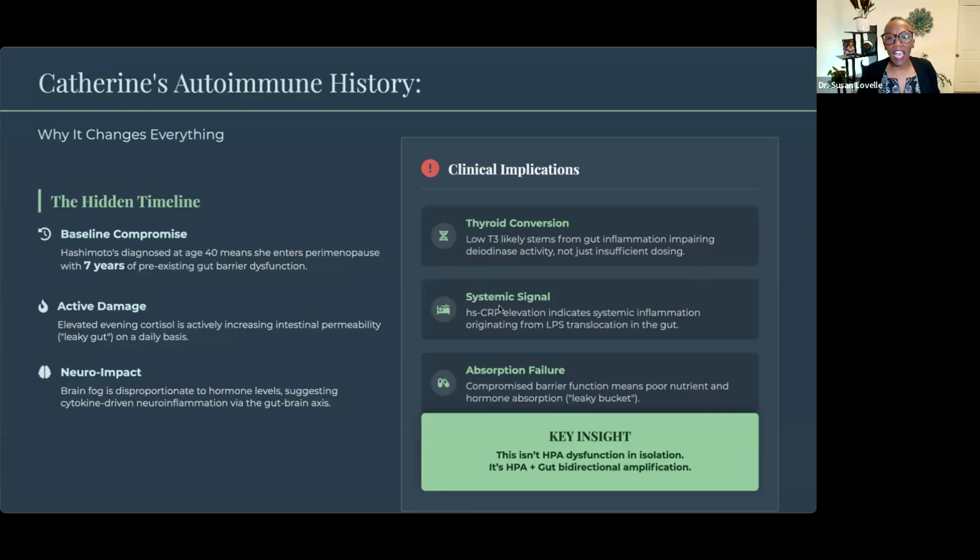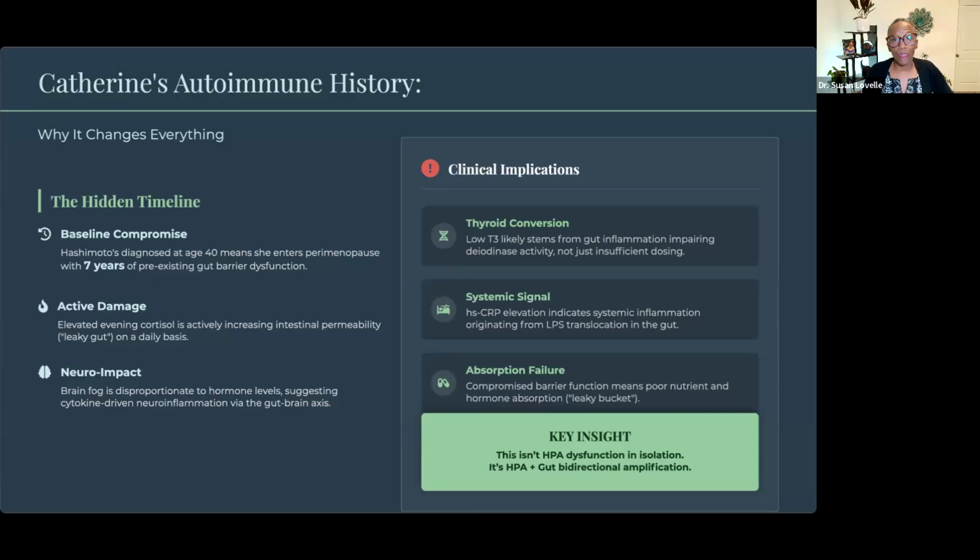We're thinking that the elevation of the C-reactive protein means that there is systemic inflammation. Well, there is, and perhaps it's from that LPS translocation in the gut. Remember, because of the stress, LPS gets through, causes a whole lot of stuff, with all the interleukins. And then the barrier dysfunction also means that she's probably not absorbing as well as she should be. So it's not just her HPA axis. It's not just the cortisol and the stress and the adrenals.